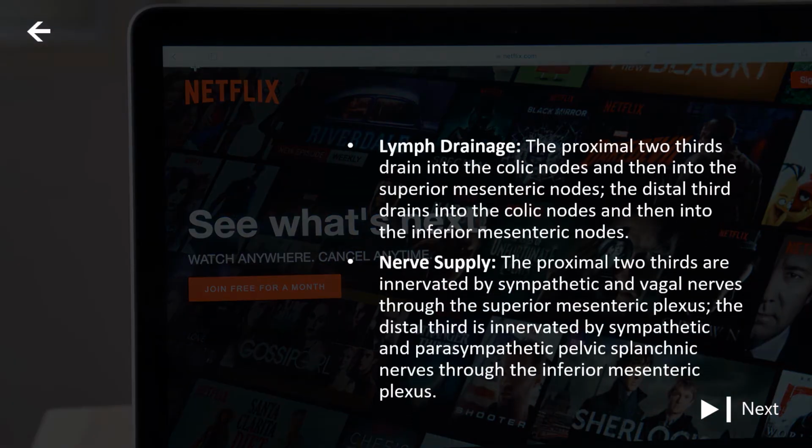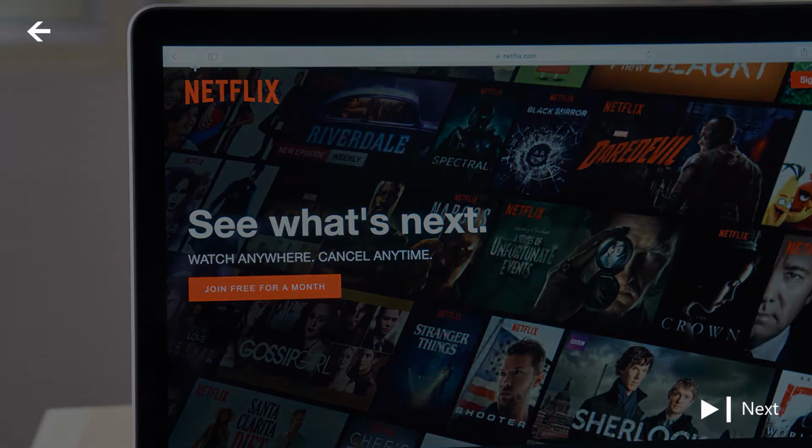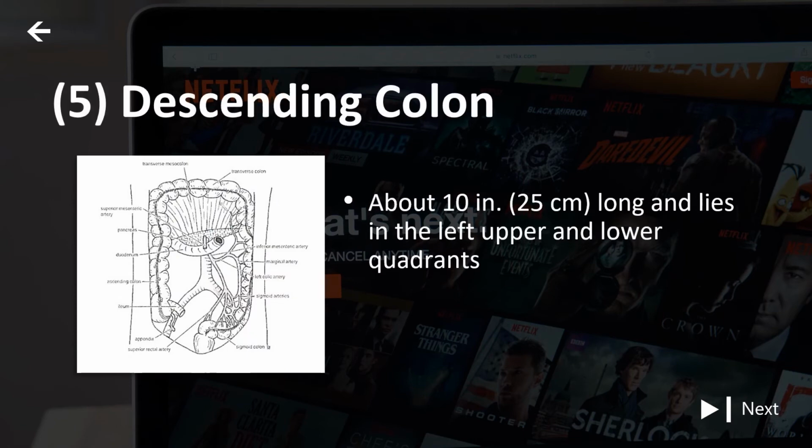And here's the lymph drainage and nerve supply of the transverse colon. Descending colon. The descending colon is about 10 inches long and lies in the left upper and lower quadrants. It extends downward from the left colic flexure to the pelvic brim, where it becomes continuous with the sigmoid colon.